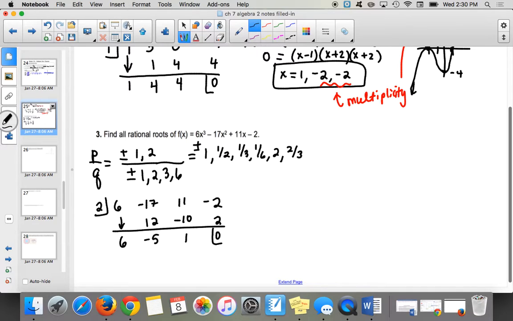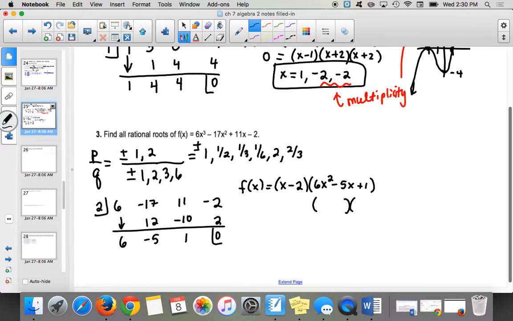That's what we wanted, because now it allows us to factor. So we factor our f of x into its divisor, which was x minus 2, times the quotient, which is 6x squared minus 5x plus 1. So from there, we have an x squared equation, a quadratic equation, right? Which we can then use the quadratic formula on, or we can factor. This one, I believe, factors.